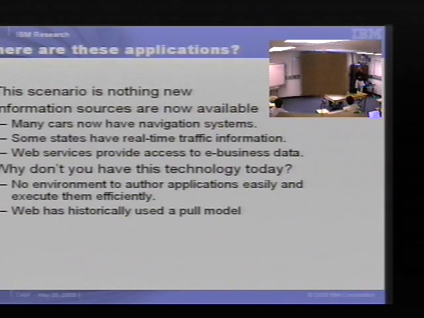We've talked about this for several years, four or five years at least. And there are certain information sources that are slowly becoming available, so the infrastructure is slowly coming into position. There are cars which have GPS navigation systems, so you can find out the location of a car as it's driving around. Some areas have real-time traffic information, and e-business data you can access through web services interfaces, not very widely used yet, but available.